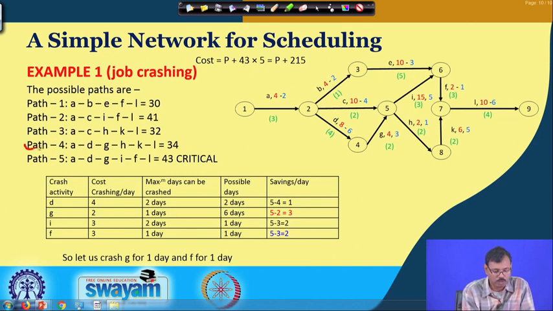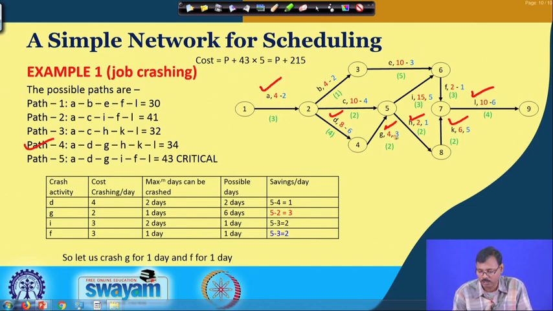Considering path 4, we can see A, D, G, H, K and L. So, this is 4 plus 8, 12, 12 plus 4, 16, 16 plus 2, 18, 18 plus 6, 24, plus 10, 34 is the path length, which is given here, and this is the path we are considering in path 4.